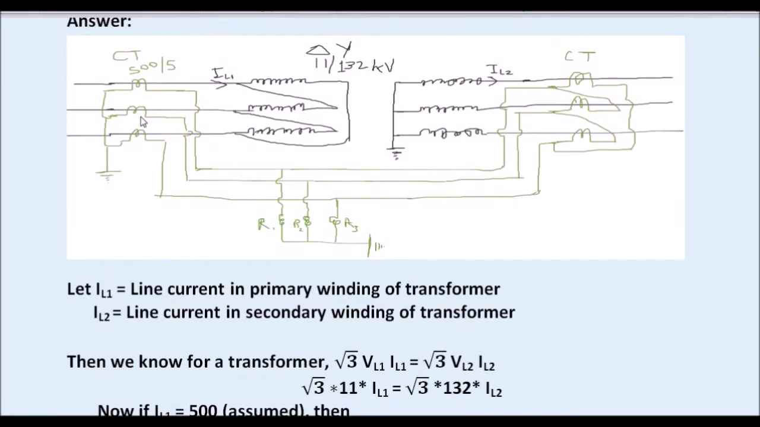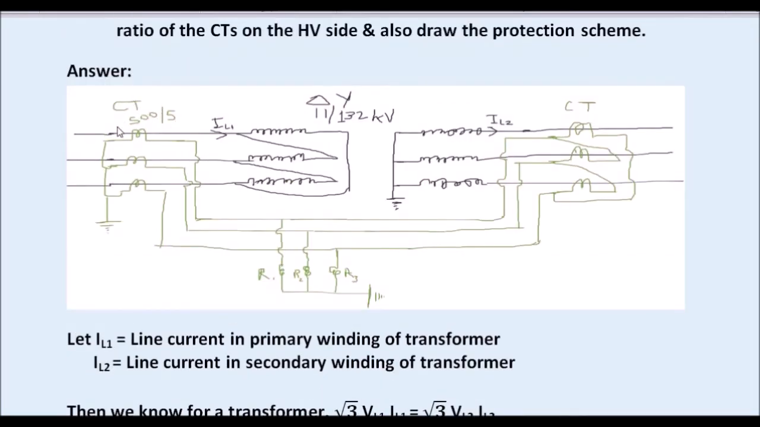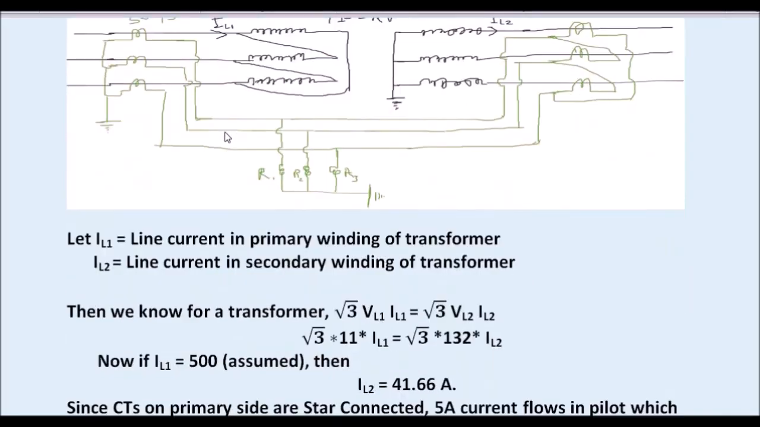Now, as the CT on the low voltage side is given as 500 by 5, we can assume that a maximum of 500 ampere can flow in the primary of the transformer. Maximum of 500 ampere we can assume in the primary of the power transformer.